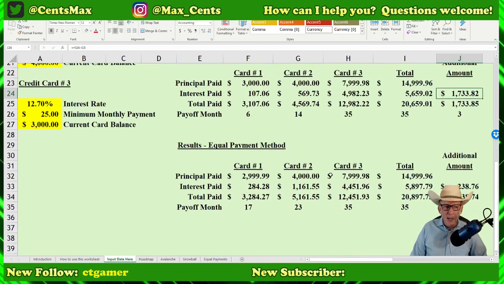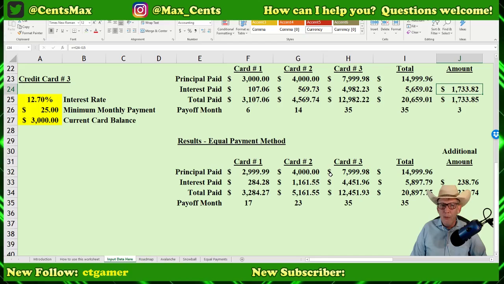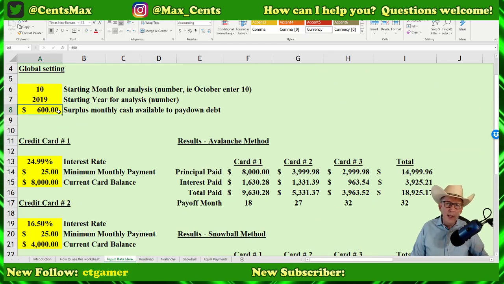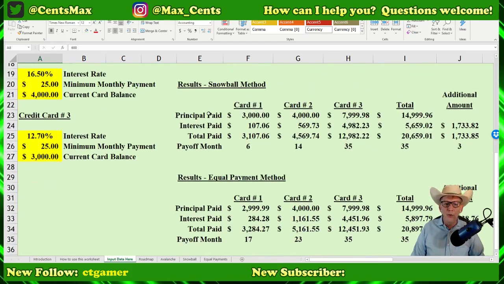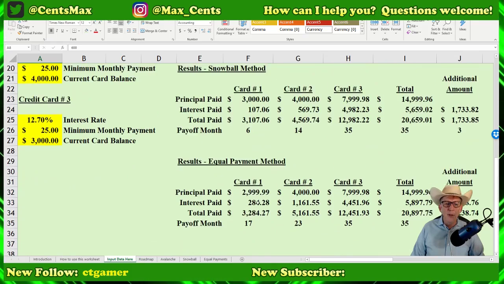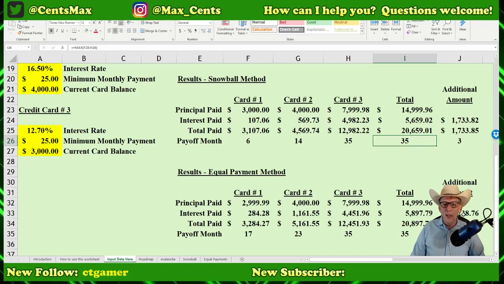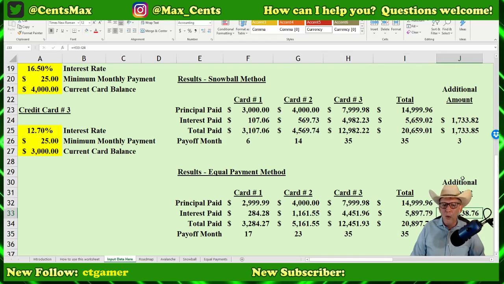And the final paydown method is referred to as the equal payment method. So you're going to take, in this case, the $600 that we had, and you're just going to spread it evenly across all 3 cards until they're all paid off. And with this method, it takes a total of 35 months like it did with the snowball method. However, the interest difference is not quite as bad as it was with the snowball method.